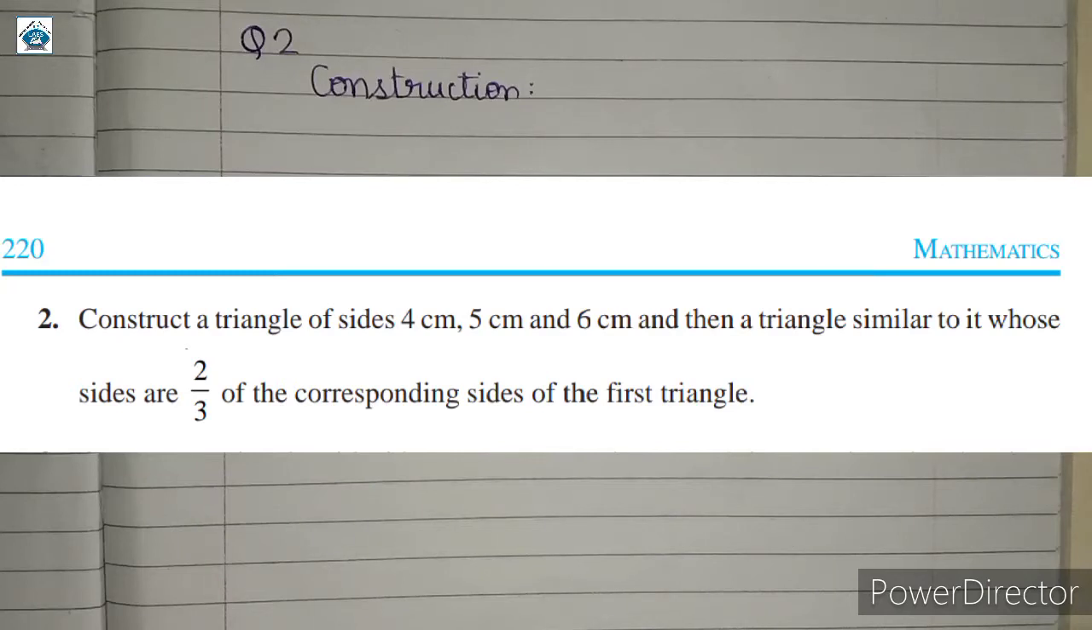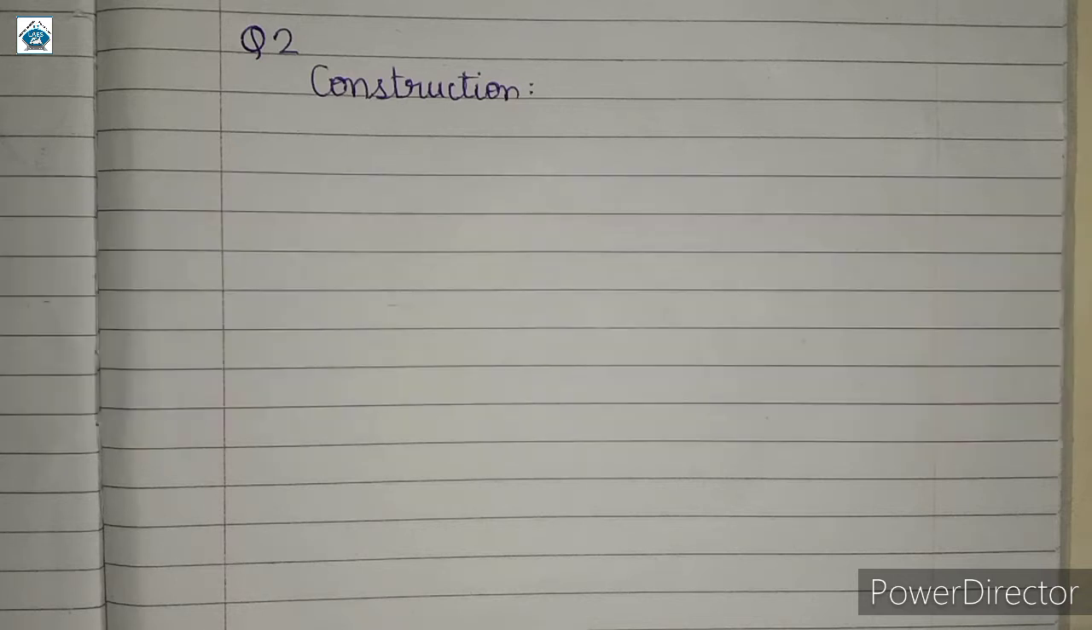Question number 2. Construct a triangle of sides 4 cm, 5 cm and 6 cm, and then a triangle similar to it whose sides are 2/3 of the corresponding sides of the first triangle. Now, according to the question, we need to draw a triangle whose measurements are given to us, and then we need to construct a triangle which is similar to the first triangle, but it should be 2/3 of the first triangle. First of all, let us construct the triangle.